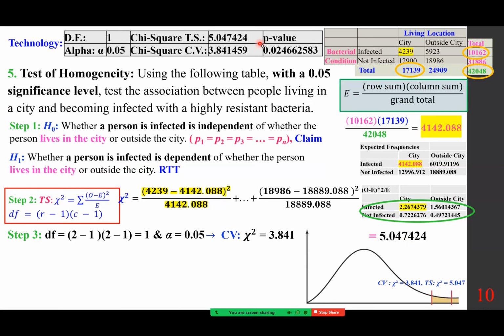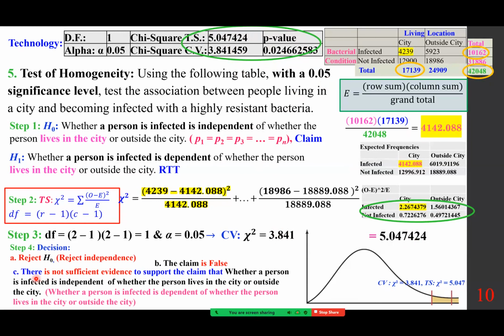As far as the technology is concerned, by the way, this one is done by Excel. And look at the information here, class. For example, this value is the test statistic. It's calculated here. Here's the critical value. And here's the p-value, which is less than alpha of 0.05, and therefore you reject H0. So here's the decision making. So reject H0.